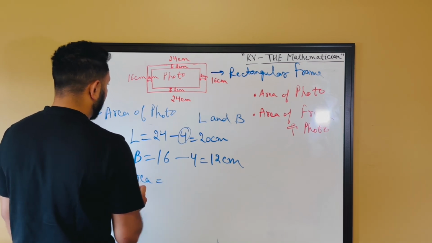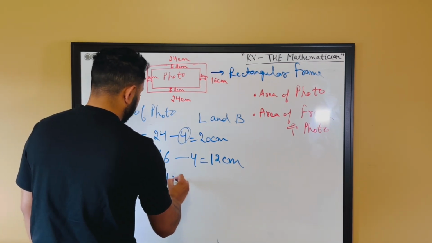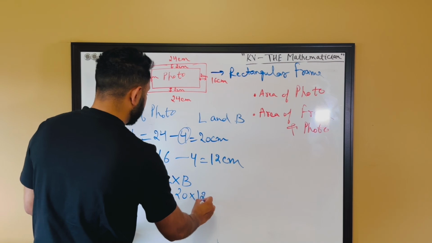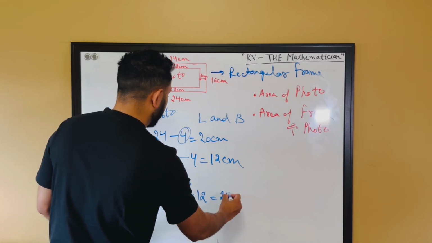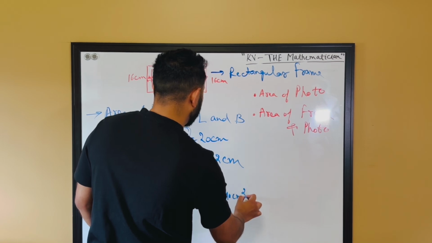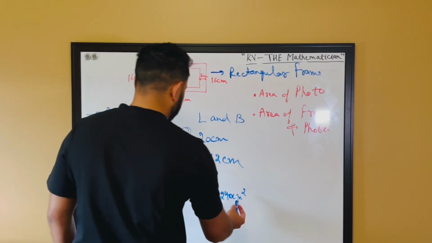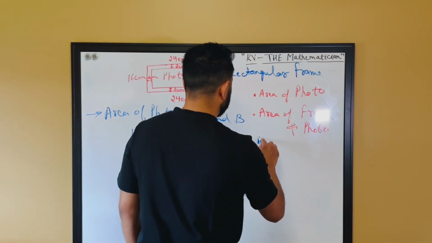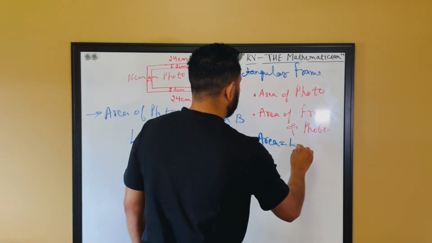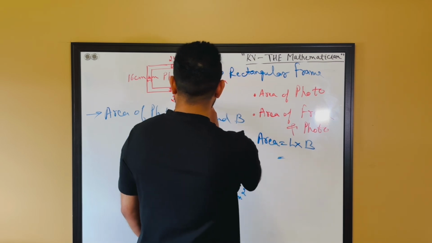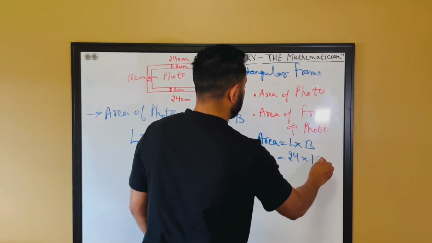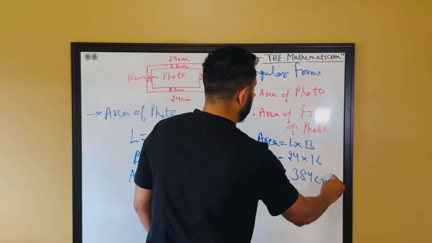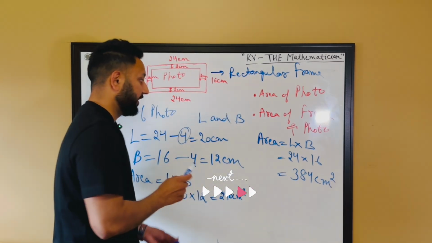And so as we know, the formula of the rectangle for the area is length into breadth. So the length here is 20 and the breadth is 12, so 240 centimeters square. And secondly, we're going to find out the area of frame and photo, which is very simple. Just multiply length and breadth, 24 into 16. So that comes out to be 384, and centimeter square is the unit of area.